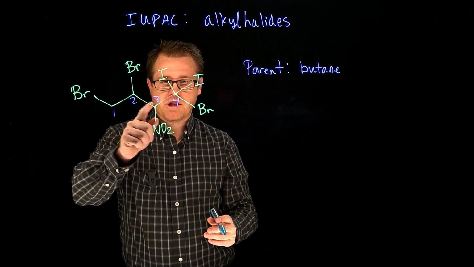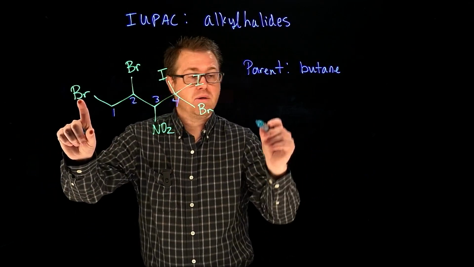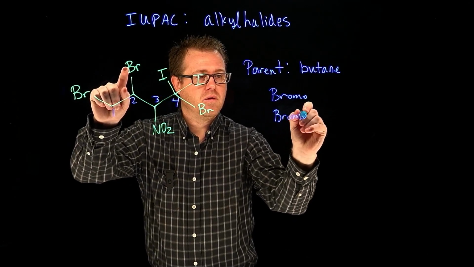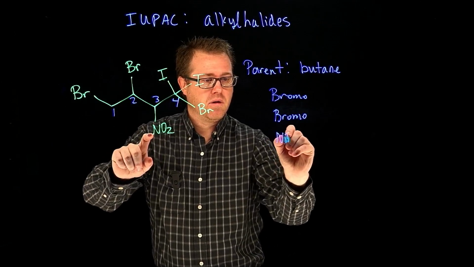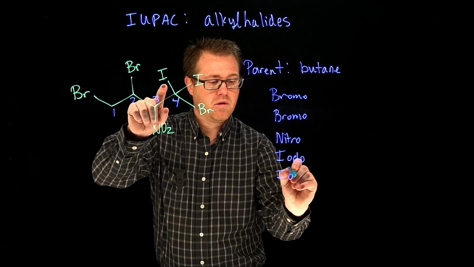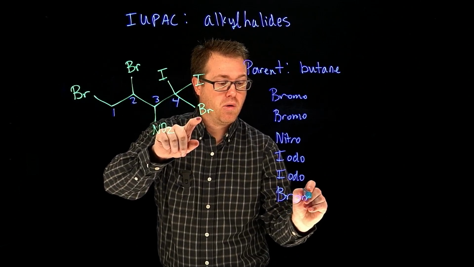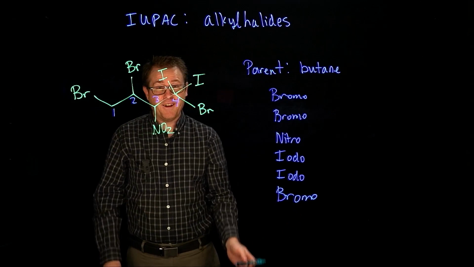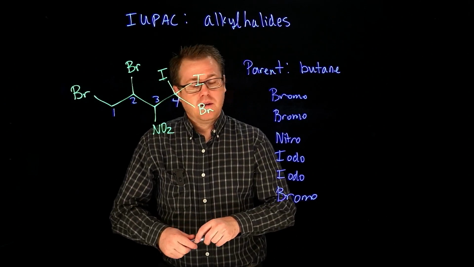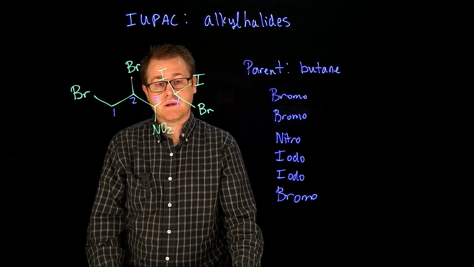Next, if that's the parent chain, everything that's branching off of that parent chain is a substituent. So I have a bromo, another bromo, a nitro, and an iodo. And then another bromine, or a bromo. So we have quite a bit of substituents. The next thing that we need to do is number the carbon chain following the rules.